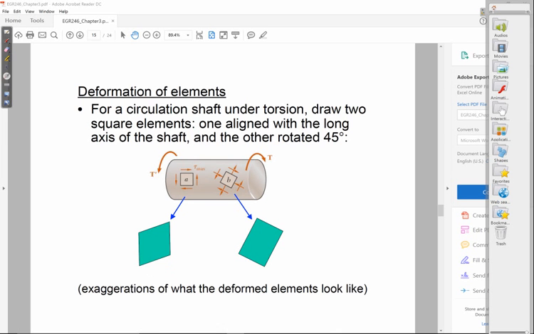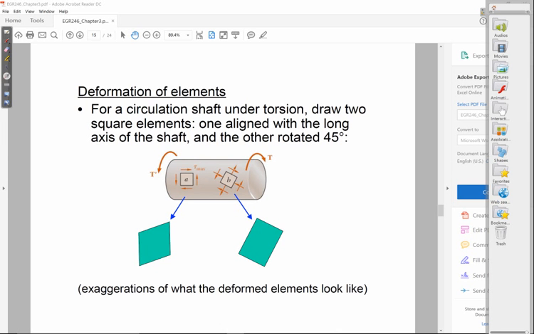But it can be shown that if you rotate your axes by 45 degrees, like the square on the right, then that square actually just stretches. You get pure tension at 45 degrees. At a 45-degree angle from the long axis, you have pure tension. Even though you're twisting on this rod, at 45 degrees, you get pure tension. That is quite an interesting result. And the way we prove it is to look at a brittle material, a brittle shaft.